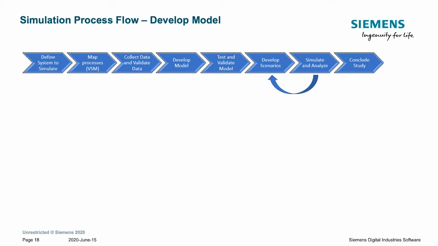Most equipment and human movements and those things are already built into the software, so a lot of it is drag and drop. And then we test and validate the model. So we take our collected data, ensure that the validated model is getting the results that we expect within whatever tolerance we're happy with. We develop scenarios. These are the what-ifs. We simulate, we analyze the results of that simulation, and we could develop additional scenarios, additional what-ifs, and then we would conclude the study.